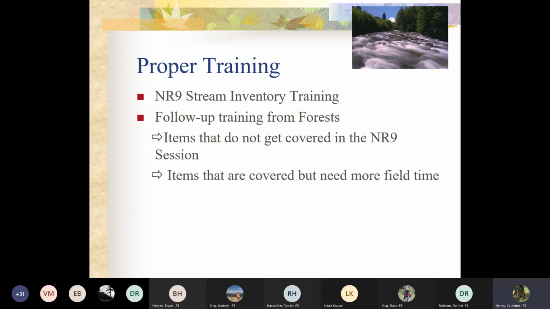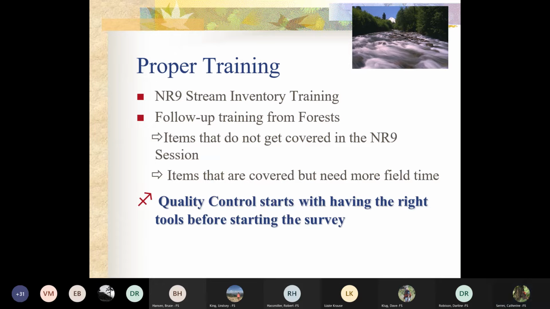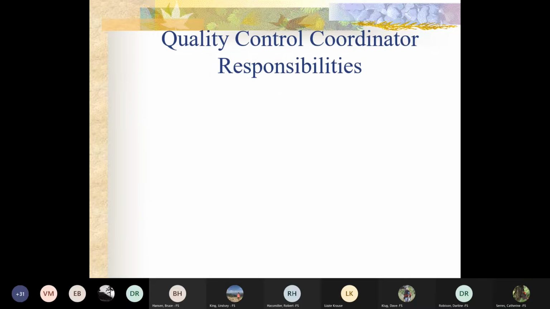And then there's always those items that need more time. Wood is always one of those items I like to think that probably people just need to take some more time in the field to look at. Discharge, you might have a different meter than the one that was in training. Those are all things that you need to make sure that you cover at the forest level. And again, quality control starts with having all the right tools before you actually start the survey.